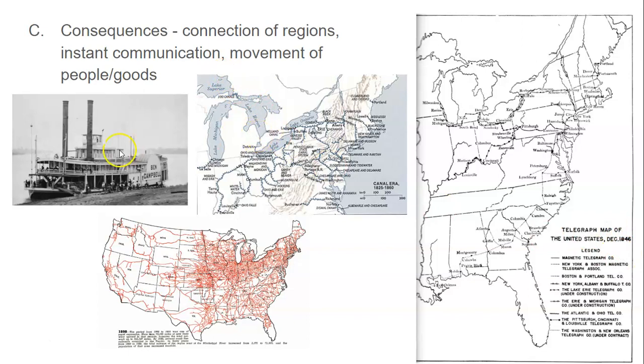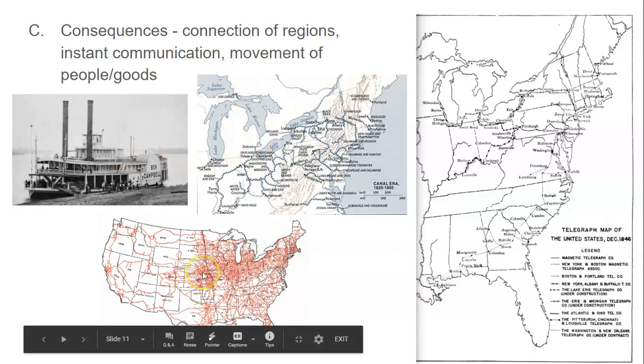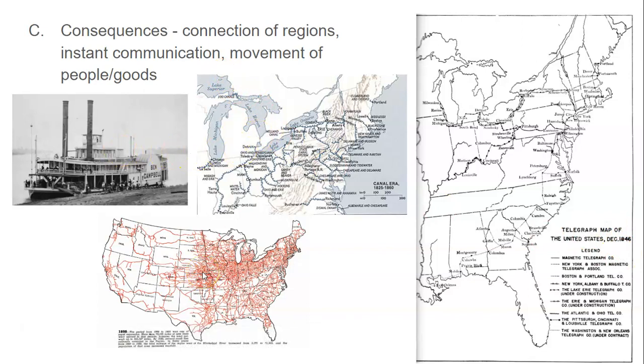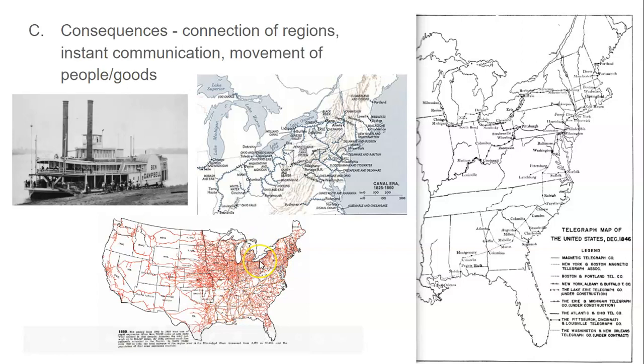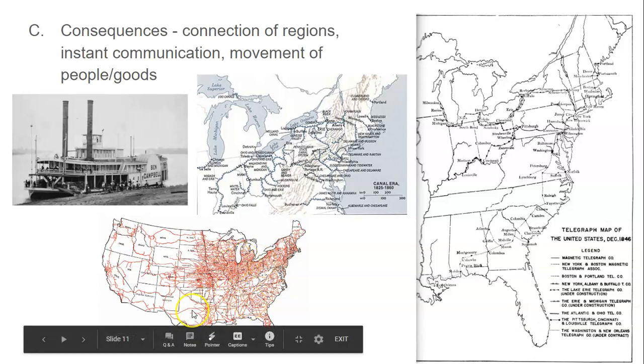We also know that the steamboats and the canals and the railroads were all helping to move people and goods around between these regions to allow the economy to become stronger. You're going to have the cotton being shipped from the south to the north. You're going to have manufactured goods being shipped from the north to the south and to the west. And then you're going to have wheat and stuff that's being shipped from the west to the north and to the south.